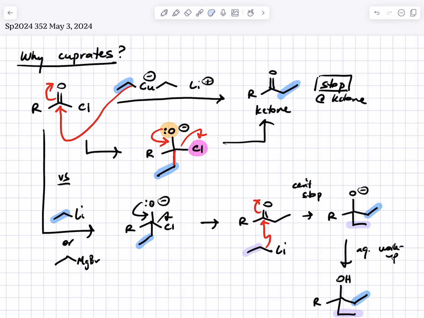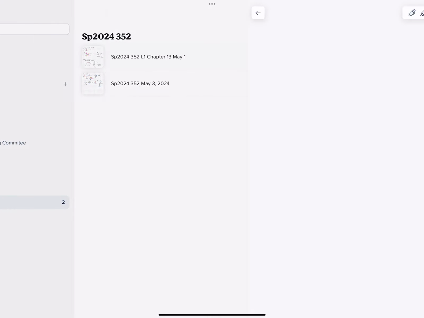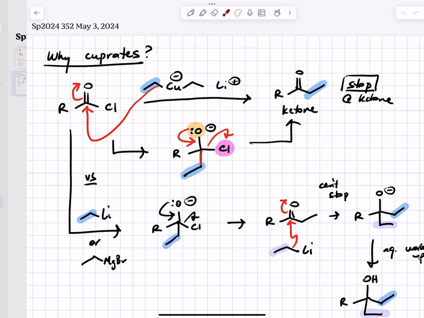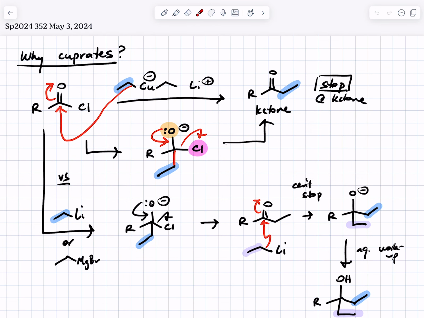Right, so we had introduced 3 new classes of what I called organometallic reagents: organolithium reagents, Grignards, and cuprates. We're going to think about the organolithiums and Grignards as being mostly interchangeable, and then the cuprates as being special, sort of unique reactivity. On any of these, we're just scratching the surface, but one of the things that cuprates can do is react with acid chlorides distinctively from the organolithiums and the Grignards.